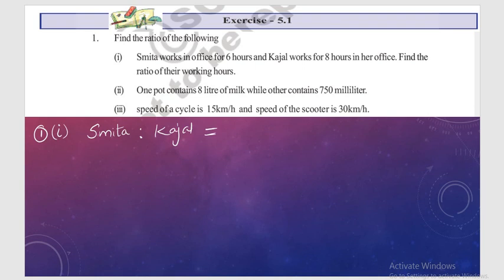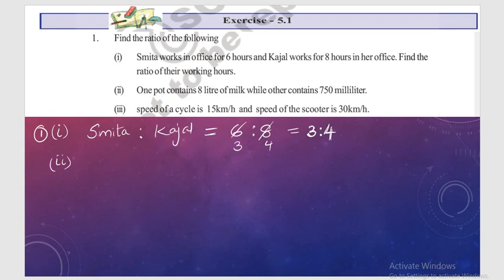Here, if you observe, Smita is working for 6 hours and Kajal is working for 8 hours. Both are in the same units, no? So directly we can write 6 is to 8. Is there any further cancellation possible? In the 2 table we can cancel, no? This goes 3 times, this goes 4 times. So the answer is 3 is to 4.